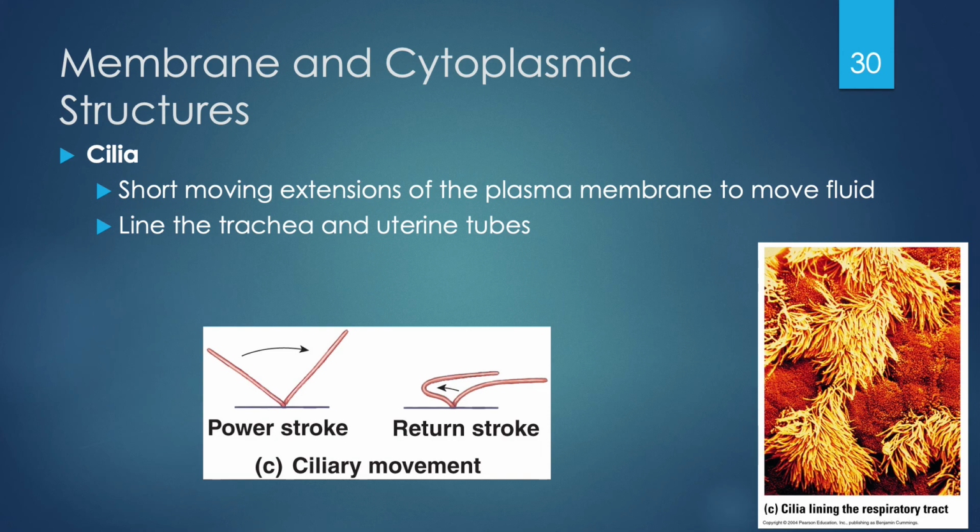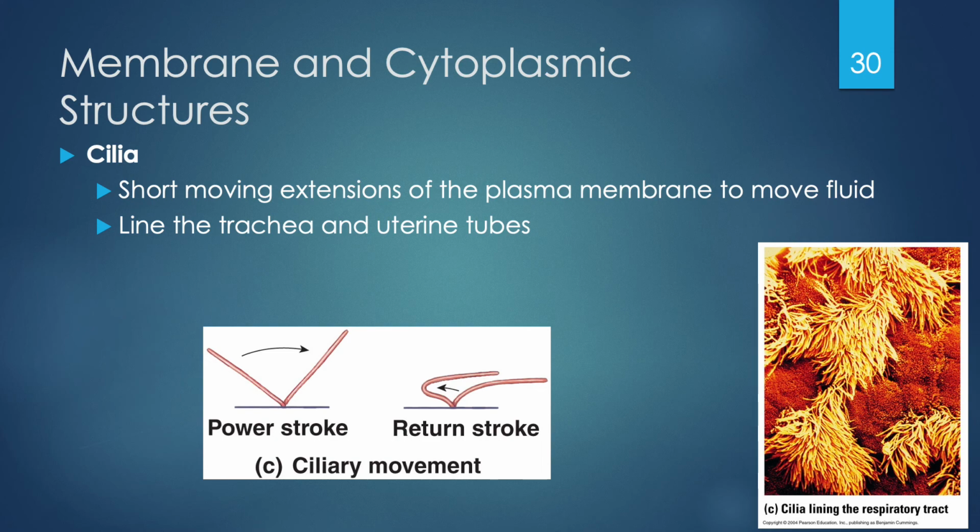Cilia are present in a couple different places in the body, and probably the two most common places you expect to find them are lining the trachea, which is our airway in between our mouth and our lungs, and also in uterine tubes. And the uterine tubes are going to be the structure that is in between the ovary and the uterus. So first let's talk about the trachea.